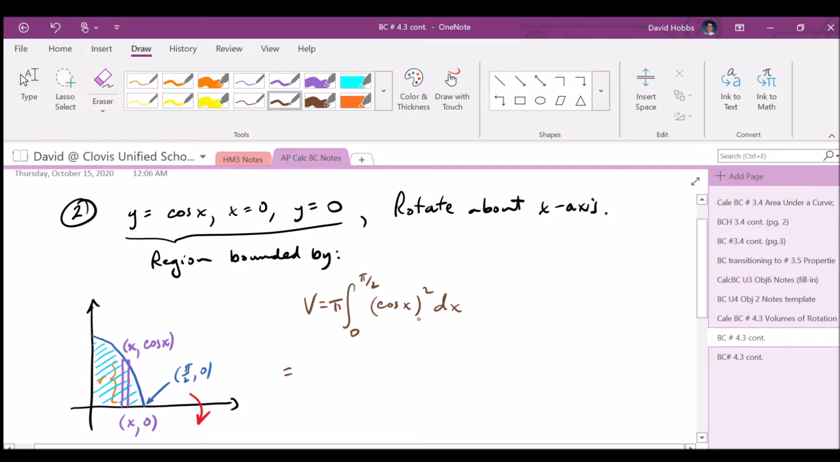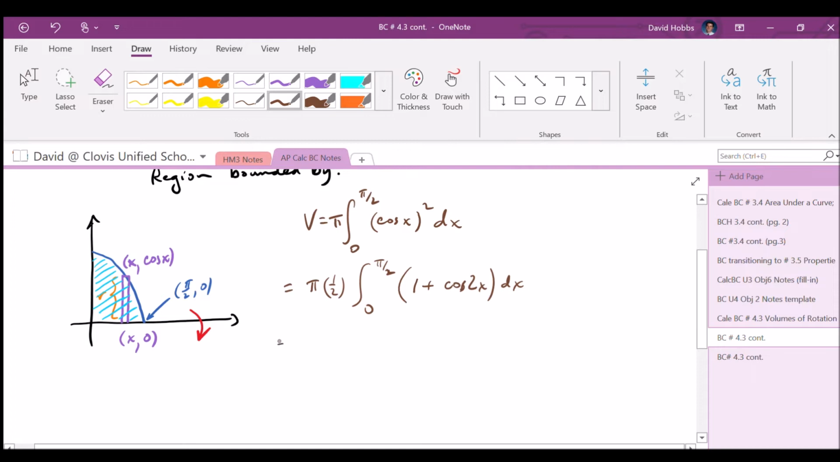How do we integrate cosine squared x again? Oh, it's one of those half angle formula substitutions. So I'd have 1/2, from 0 to pi over 2, and we'd have 1 plus cosine of 2x, dx.